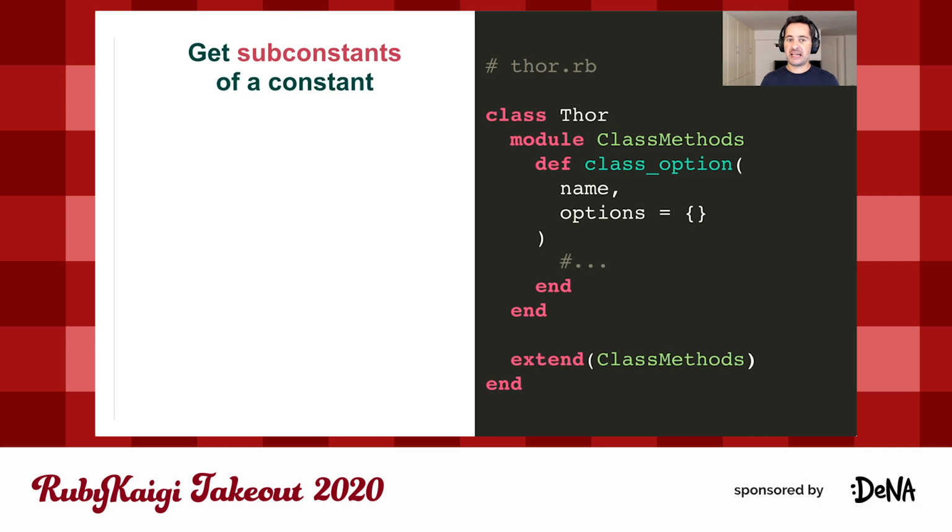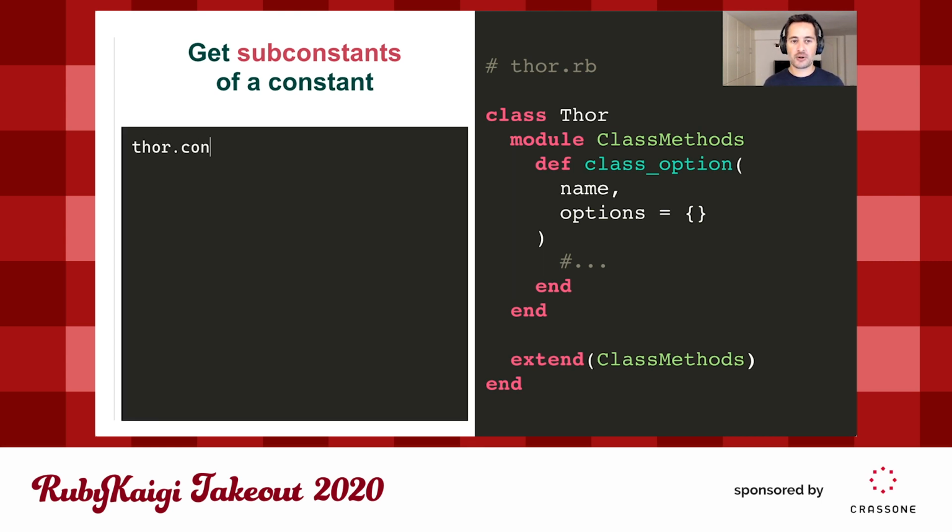So let's try to grab the subconstants of a constant, all the constants that are defined within the constant that we're looking at. So we can do Thor.constants. That will give us the names of all the constants that are defined inside the Thor class. And in this case, there's only one, and that name is ClassMethods. But that's just the name of it. We want to get access to a reference to that ClassMethods.